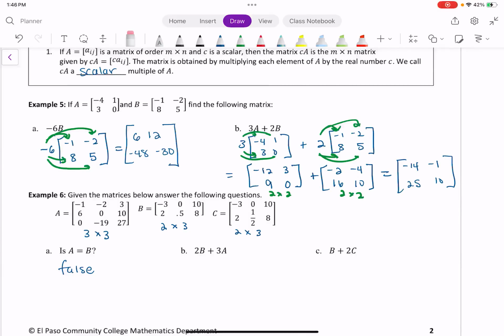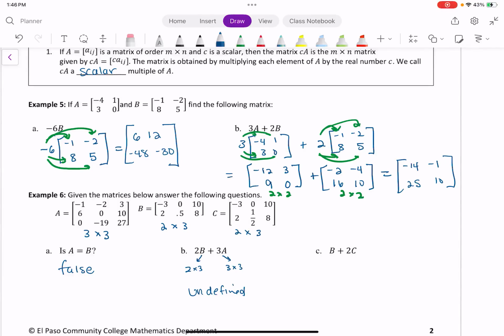Question B, I'm being asked to add after I do the scalar multiplication. And I can already see, and hopefully you can as well, that matrix B is a 2 by 3 and matrix A is a 3 by 3. And we will not be able to add these because in order to add, we have to have the same order. So this is undefined since I won't be able to add. I didn't worry about the scalar multiplication because I wasn't going to be able to add anyway.